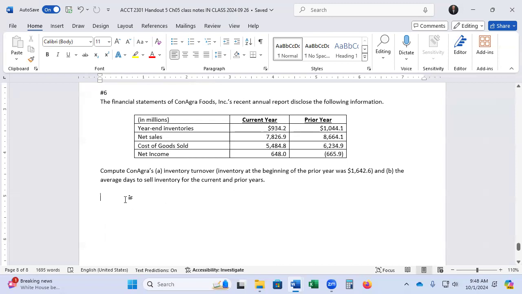Okay, let's take a look at the current year. Inventory turnover: we have cost of goods sold, which is 5,484.8, and we're going to divide that by our average inventory. Our year-end inventory for the prior year was 1,044.1. We add our current 934.2 and divide by 2. And so we end up with 5.5 times.